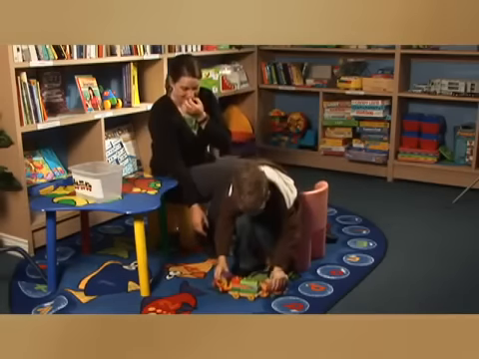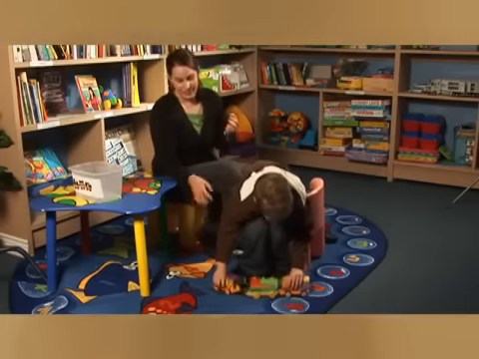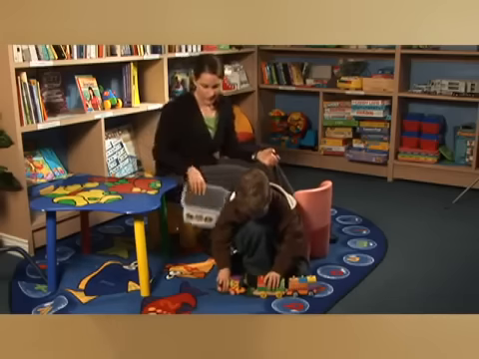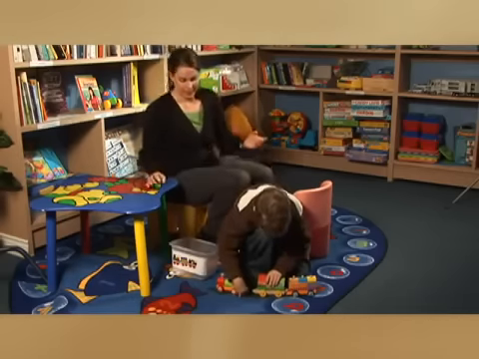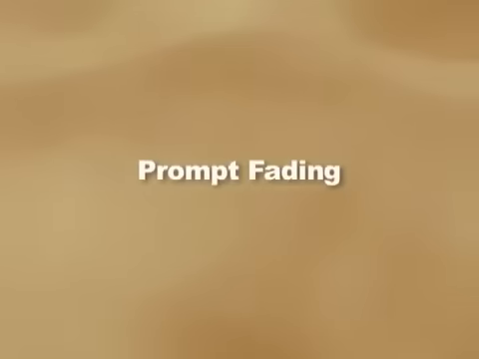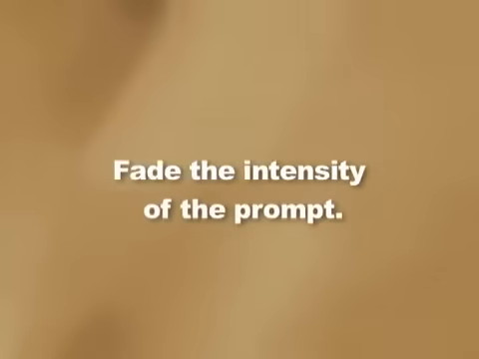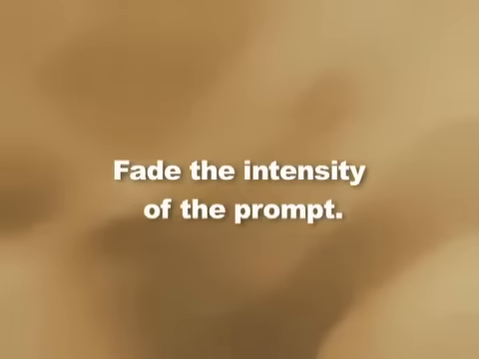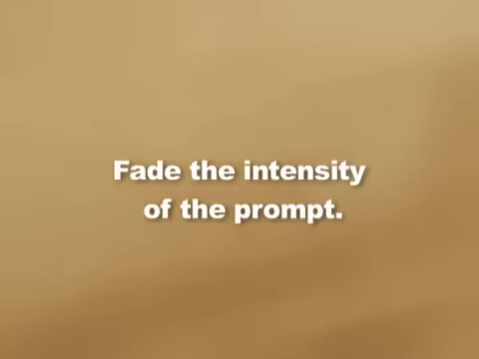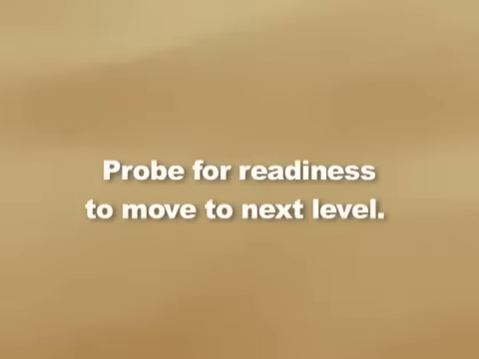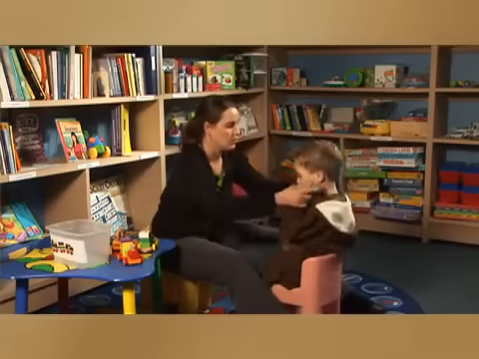Notice in the last trial, the therapist held her hands at the ready, but no longer used the hand-over-hand prompt. There are two ways to fade prompts using the prompt hierarchy. The first way is to fade the intensity of the prompt within a level of the prompt hierarchy. The second way is to test or probe the child's competence at the next lower level of the prompt hierarchy.